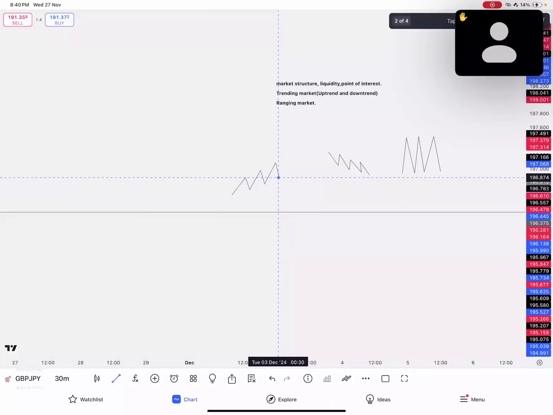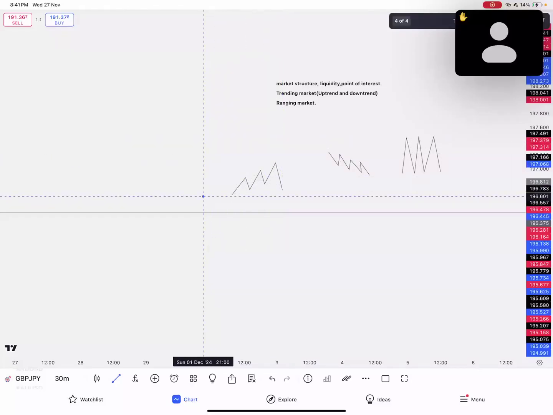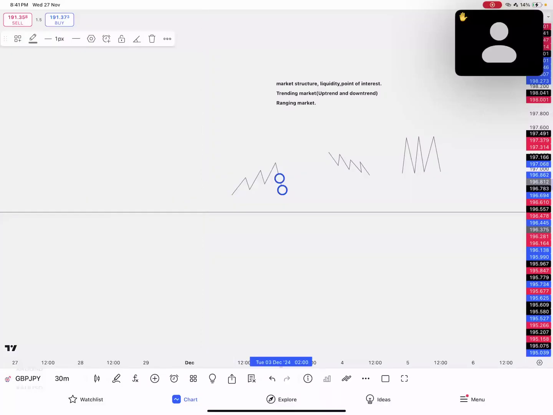And at the same time, if he makes a what? A lower low. This is also a structure shift. Why? Because it deviated from the normal pattern that market follows when it's making an uptrend. So any deviation from the current pattern that market follows for a particular trend, that is what a market structure shift is. It's an indication that the current trend is about to end and the new one is about to begin in the opposite direction.